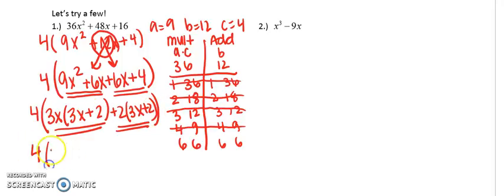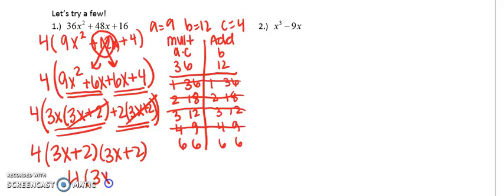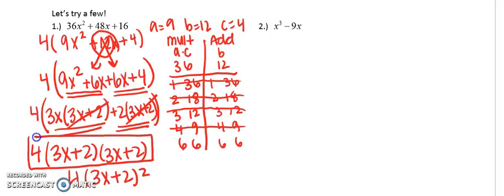So bring down your 4. Factor out that 3x plus 2, and remember, when you factor it out, it's gone, and then read this left to right, 3x plus 2. If you're real fancy and you want to look like a good mathematician, you could also write it this way, but you don't have to. Boom, done. Let's go on to number 2.